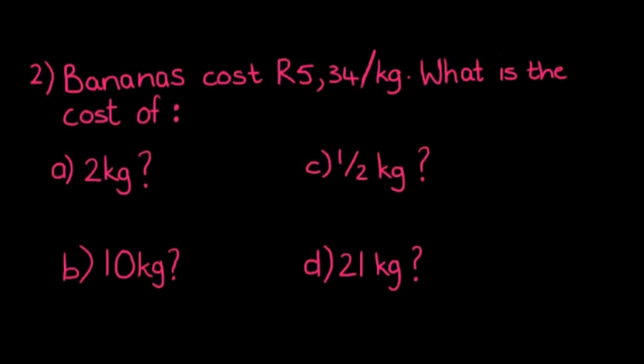Number 2. The bananas cost 5 Rand 34 cents per kilogram. So what is the cost of 2 kilograms, 10 kilograms, half a kilogram, and 21 kilograms of bananas? Come back and then we'll go through the questions together.